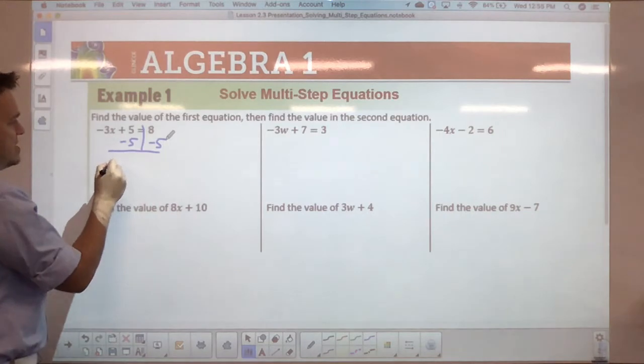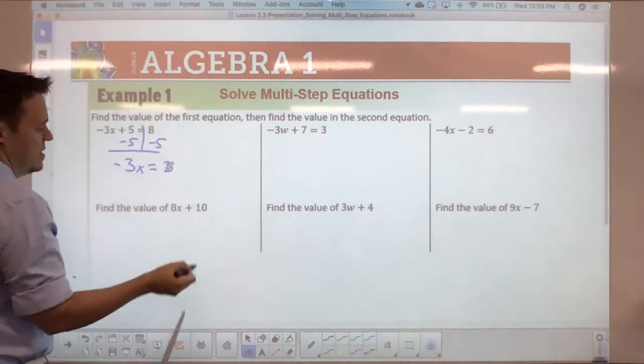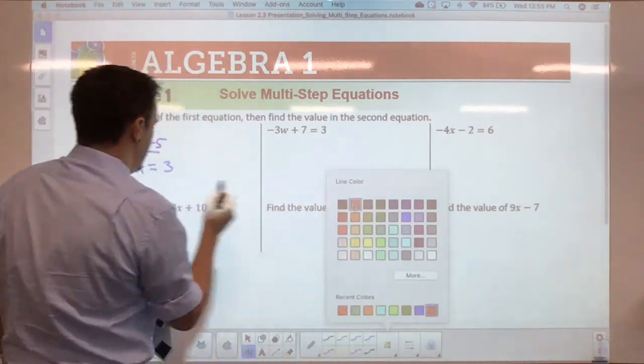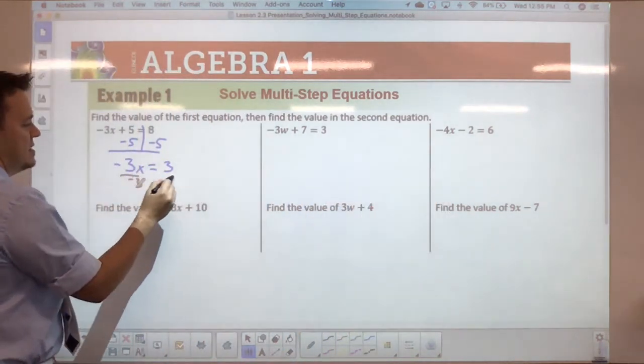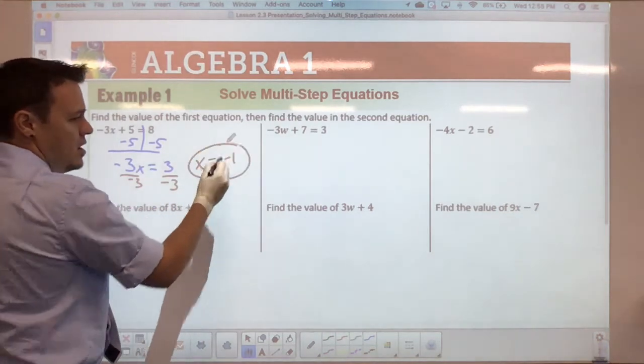Subtract 5 from both sides. You get negative 3x equals 8 minus 5 is 3. And then remember, take the negativity with you. Divide by negative 3, divide by negative 3. And so my x value in this case is negative 1. All right, so that's cool.